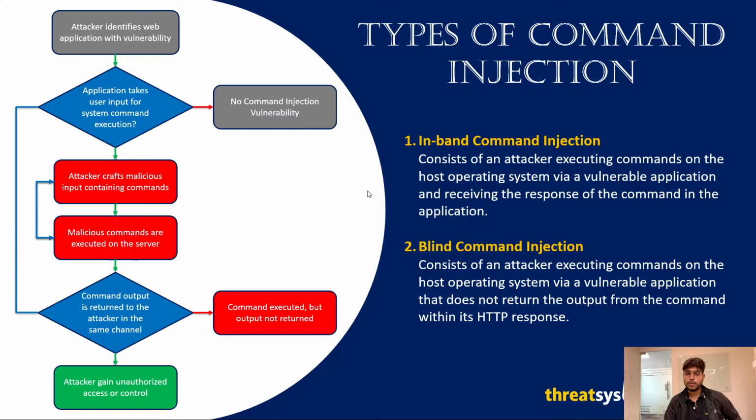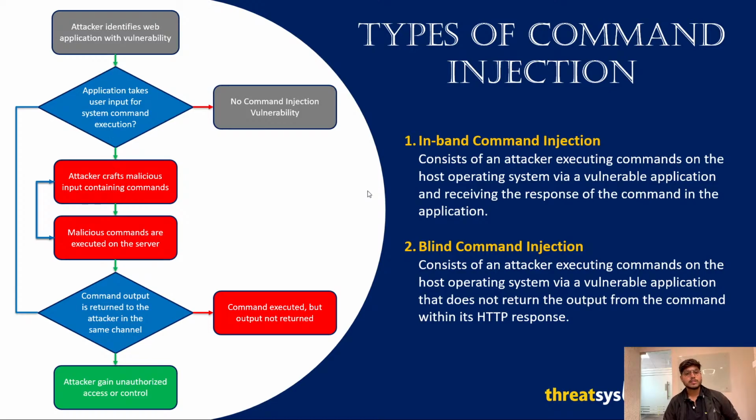For example, imagine typing a payload and instantly getting system output, like directory listings and usernames, right on the web page. It's fast, visible, and very easy for attackers to leverage. The response comes back directly. The attackers can chain multiple commands, extract sensitive file system data, install backdoors, or escalate privileges. The other type of command injection is out-of-band, often known as blind command injection.